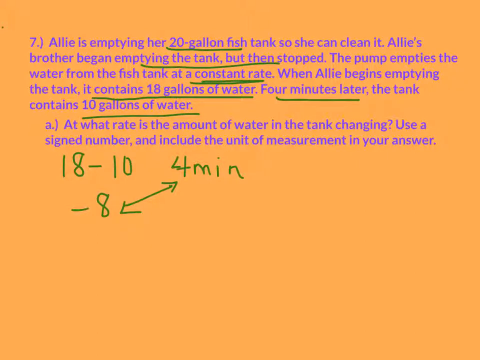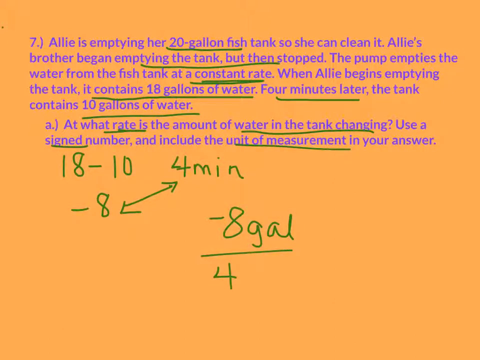Okay, so what is the rate of the amount of water in the tank changing? Use a signed number and include the unit of measure. Okay, so I know that it went down 8, so that's negative 8 gallons in positive 4 minutes, because we can't go back in time. Negative 8 divided by 4. 8 divided by 4 is 2. A negative divided by a positive is negative, so it's negative 2 gallons per minute.